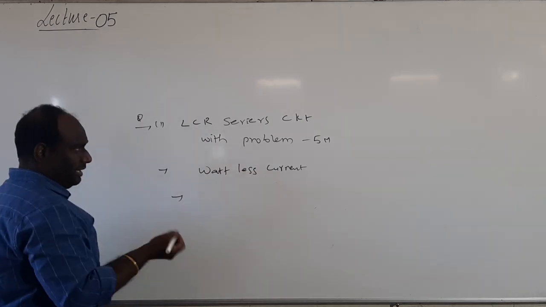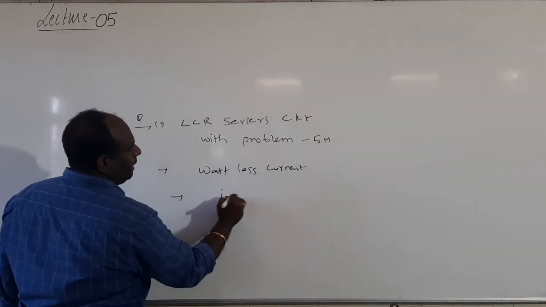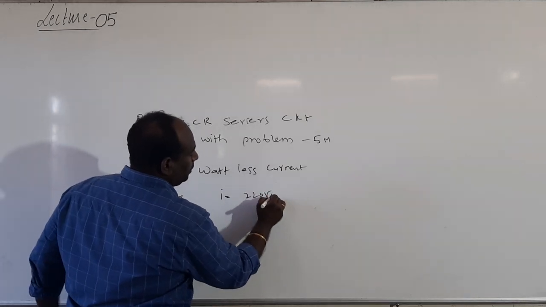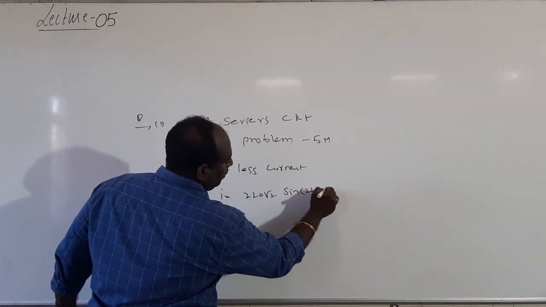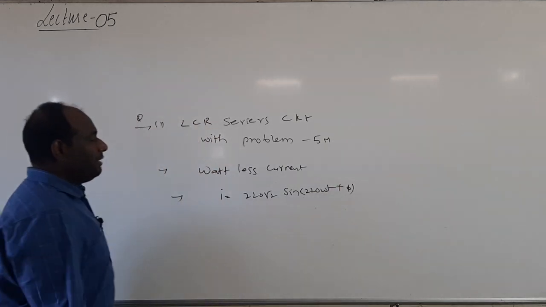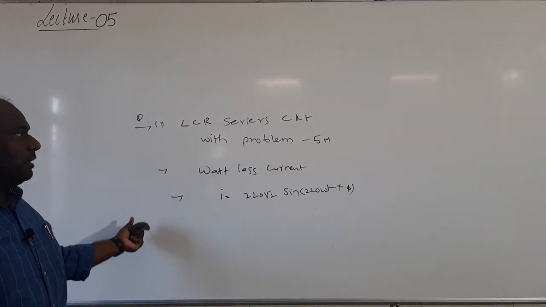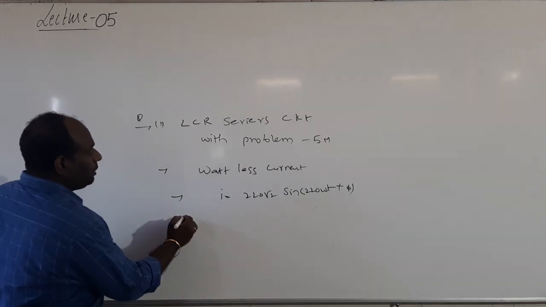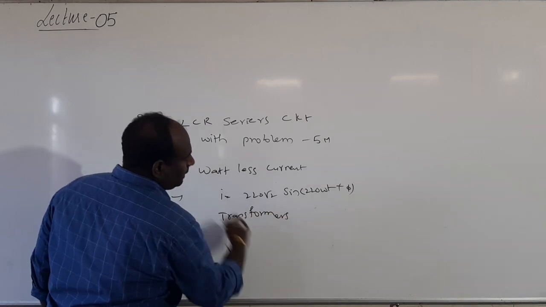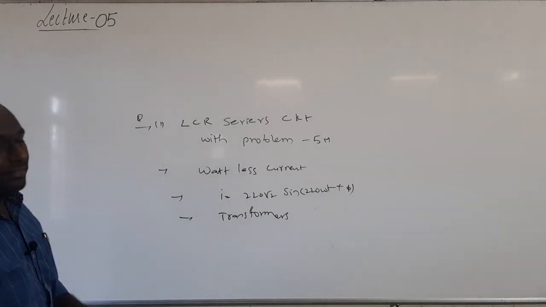Or they may give numerical problems on RMS value of current. They will give I equal to I naught, let it be 220 root 2 sine 220 omega t plus phi. They may ask the average value of current, instantaneous value, and IRMS value. So from this lesson, one more type of question is on transformers. Please go through the questions, and tomorrow we will discuss the NCERT problems. Thank you.